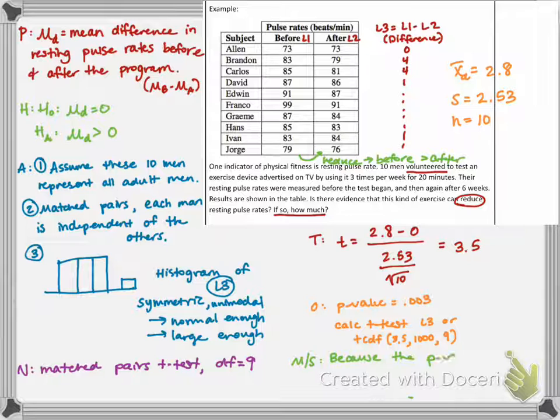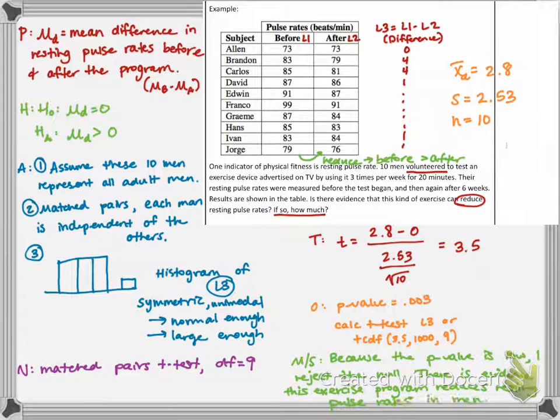So, because the p-value is low, we reject the null hypothesis. That's the decision we're making. And then we put that decision into context, saying we do have sufficient evidence that this exercise program that these men are doing reduces resting pulse rates in men. So this exercise program is shown to reduce resting pulse rates in men. Okay, then we go back to the question that says, if so, how much?